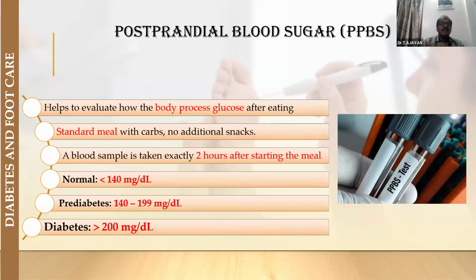with no additional snacks. The blood sample is taken exactly 2 hours after starting the meal. Normal is below 140 milligram per deciliter. Pre-diabetic is up to the renal threshold, 199, as mentioned here. Pre-diabetic up to 180 is considered a pre-diabetic state. Diabetes is greater than 200.